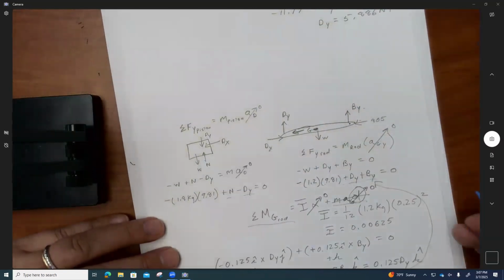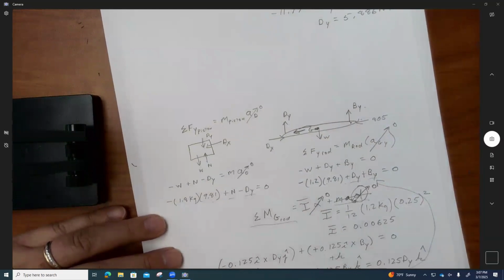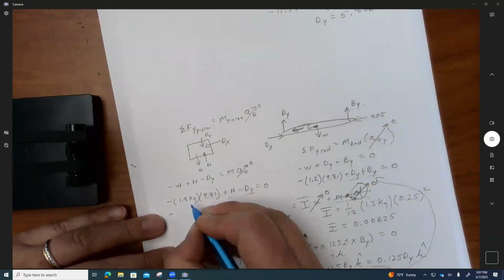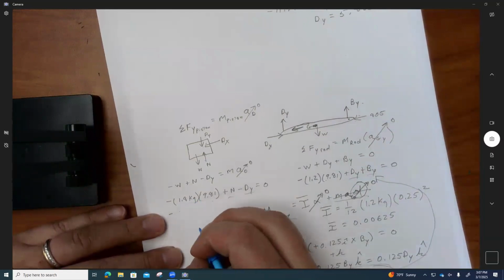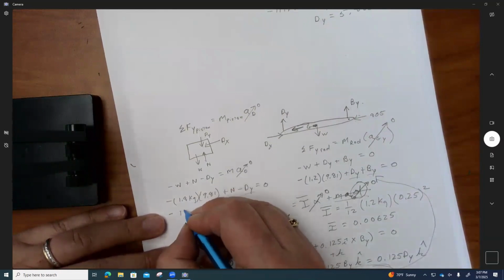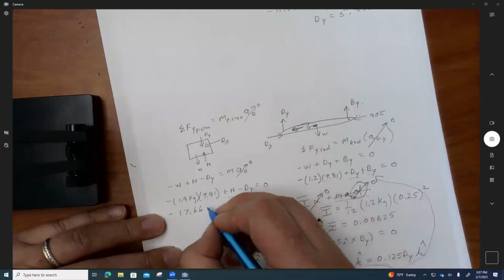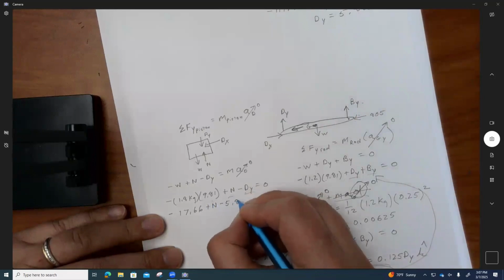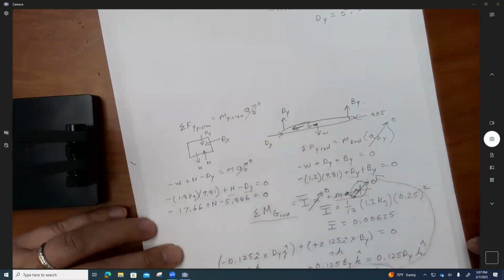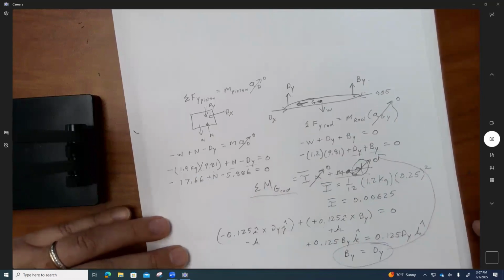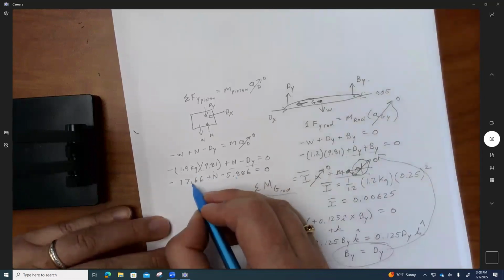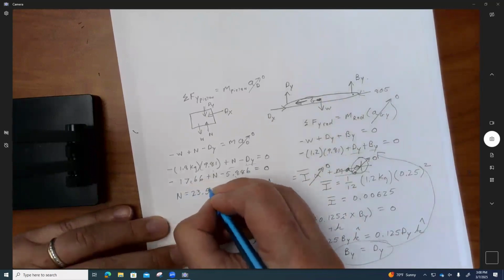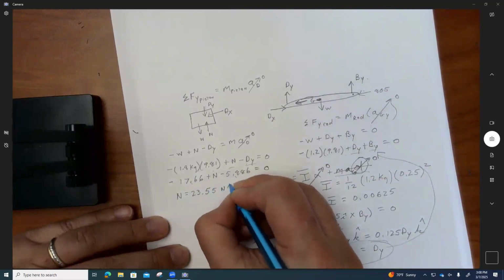And if we wanted to find the normal force over here, again, it's just a statics problem. We would end up with a minus 1.8 times 9.8, which would give us a minus 17.66, plus N minus Dy, so minus 5.886 equals 0. That means if we solve for N, we have these added together, negative, other side positive, N is going to be equal to 23.55 newtons up.